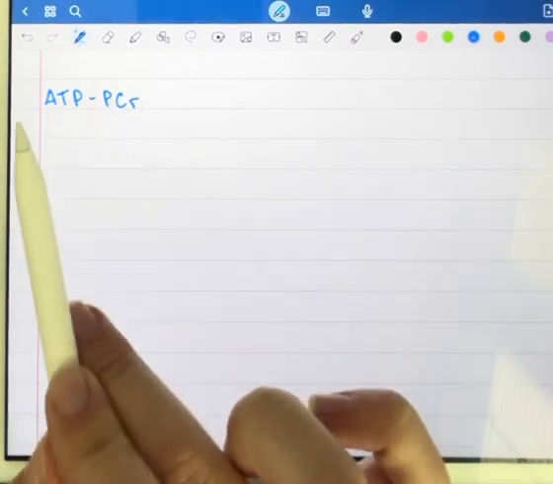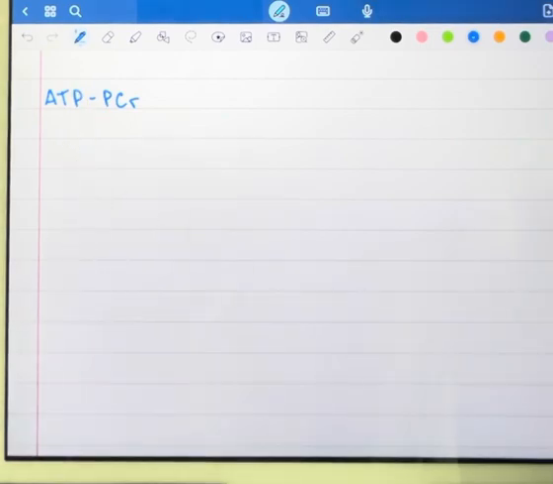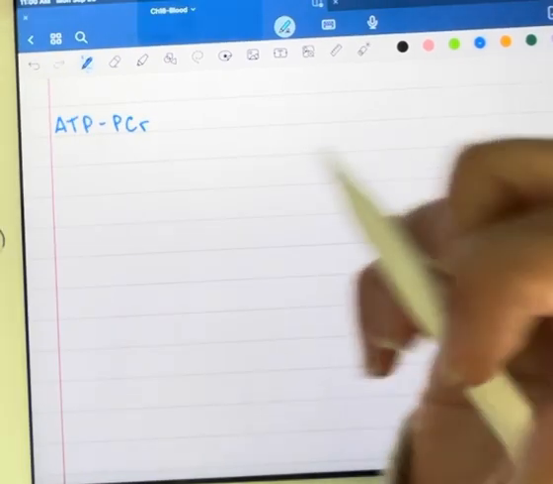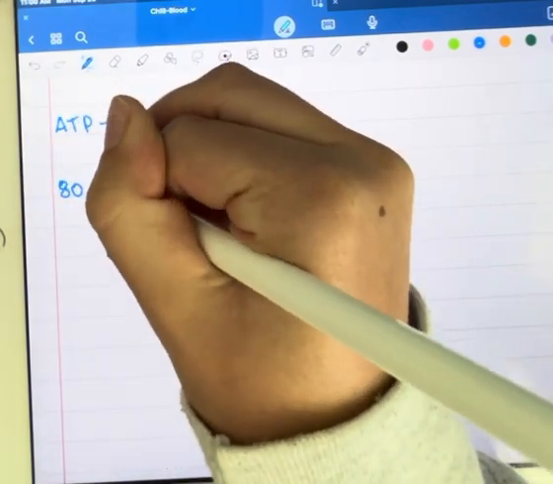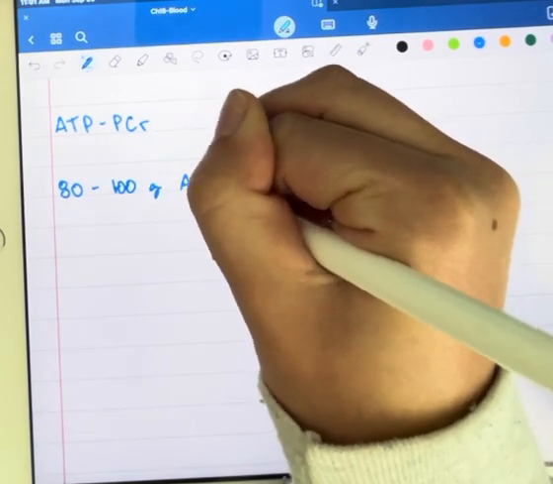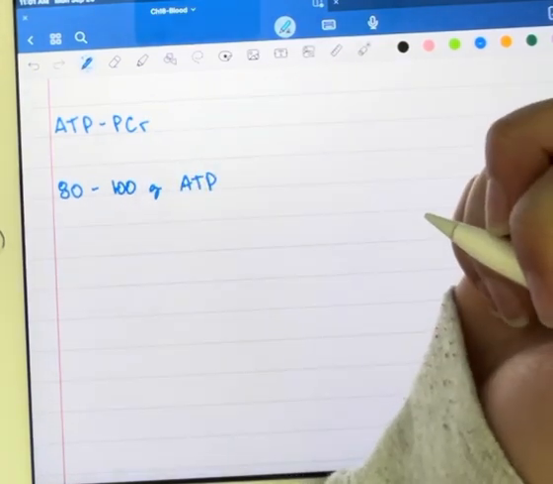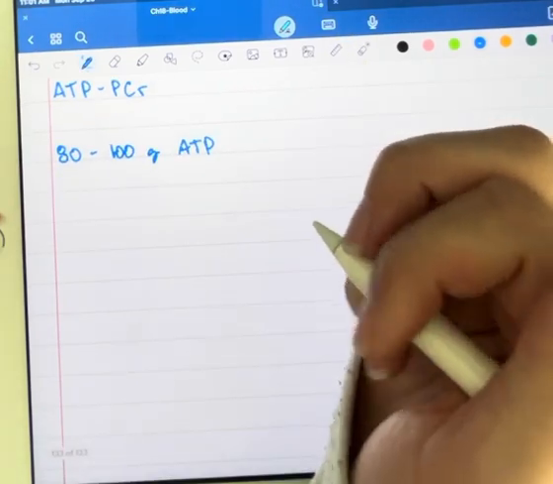This process is activated because there is a decrease in ATP and an increase in ADP. How that happens is in our bodies we begin with a level of 80 to 100 grams of ATP stored in our muscles for the onset of exercise. When we begin to sprint, this ATP is broken down so that our bodies can use it.